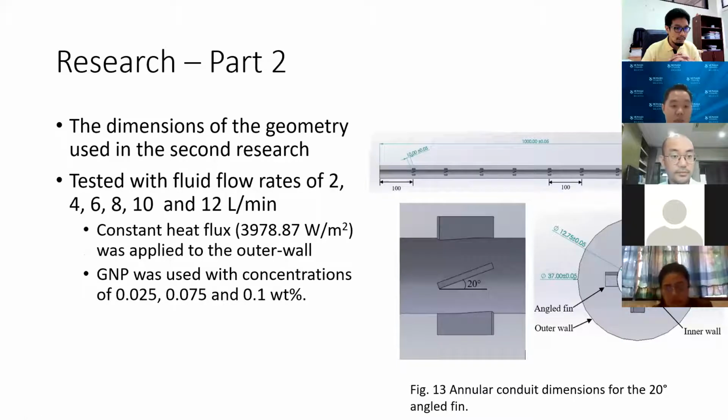This is the geometry of the second research. It is tested with flow rates from 2 to 12 liters per minute with 2 liters per minute increment in each step. And constant heat flux was applied to the outer wall. And GNP was used with concentrations of 0.025, 0.075, and 0.1 weight%.